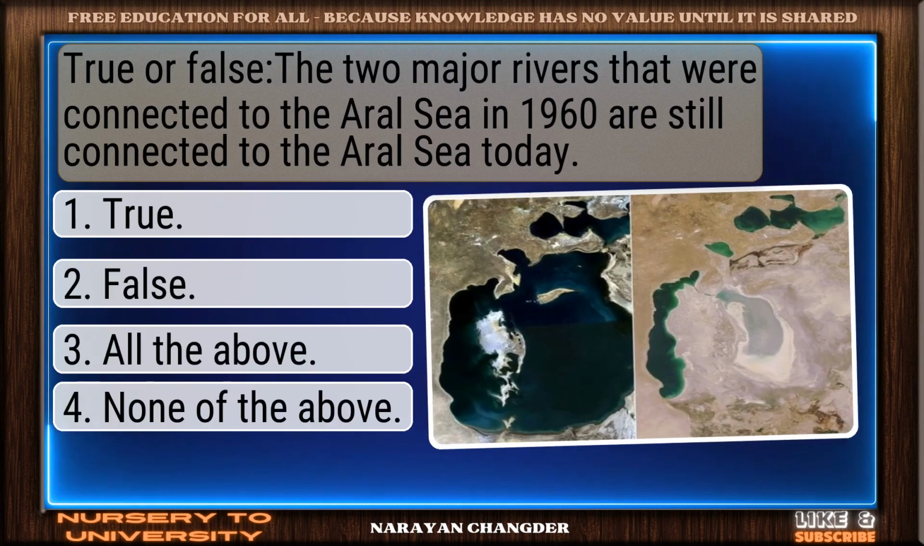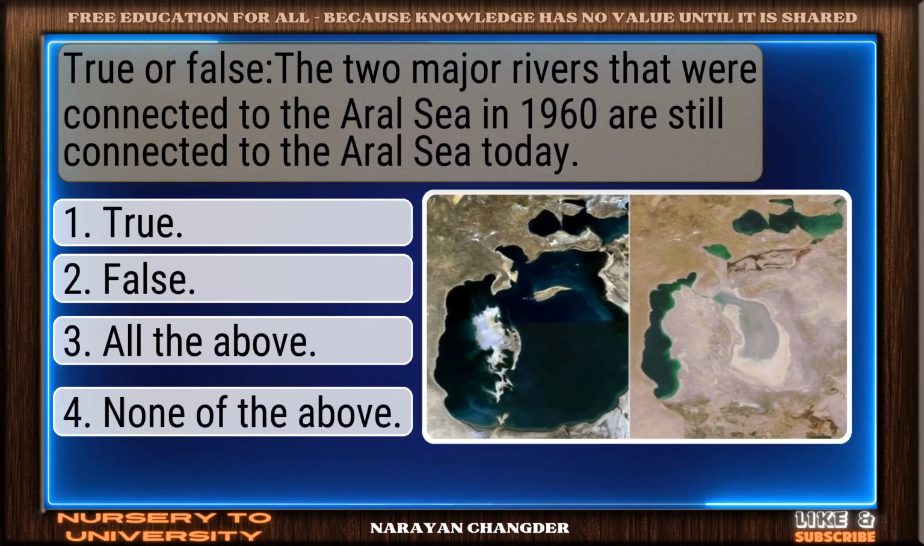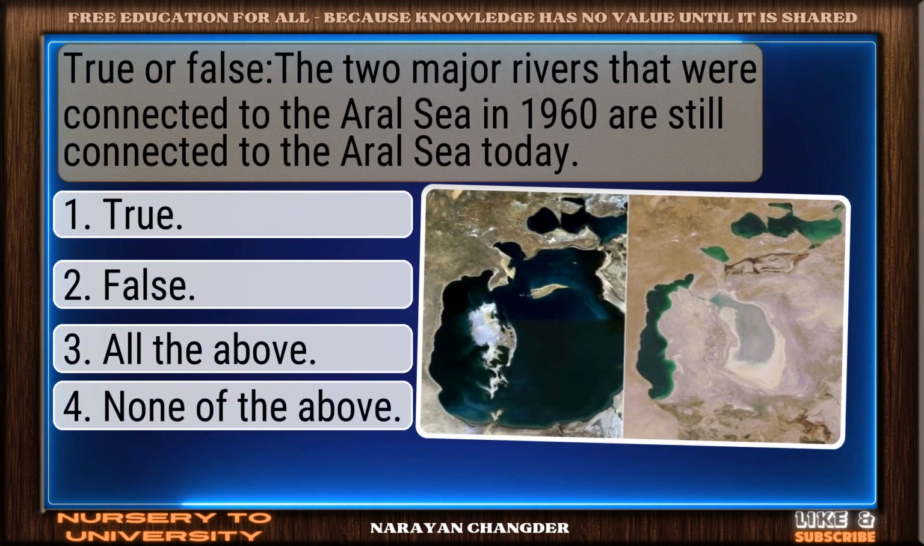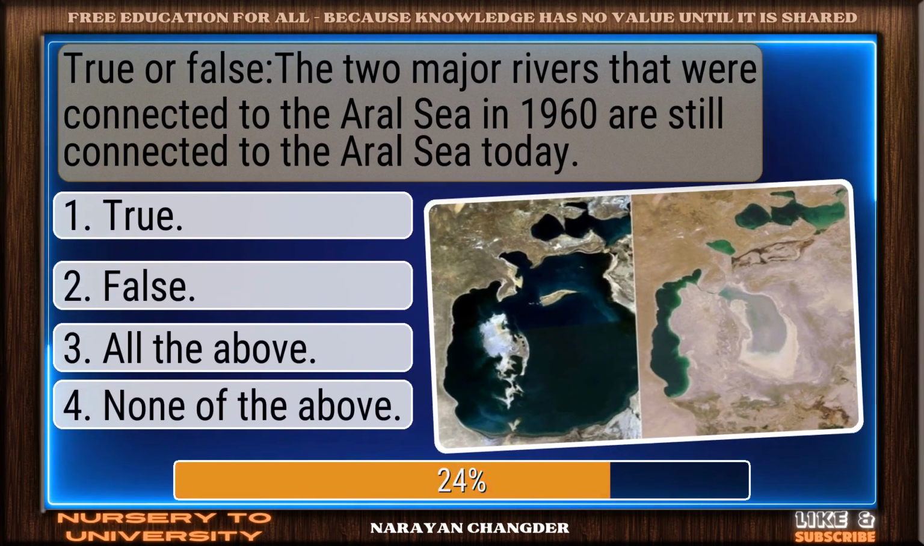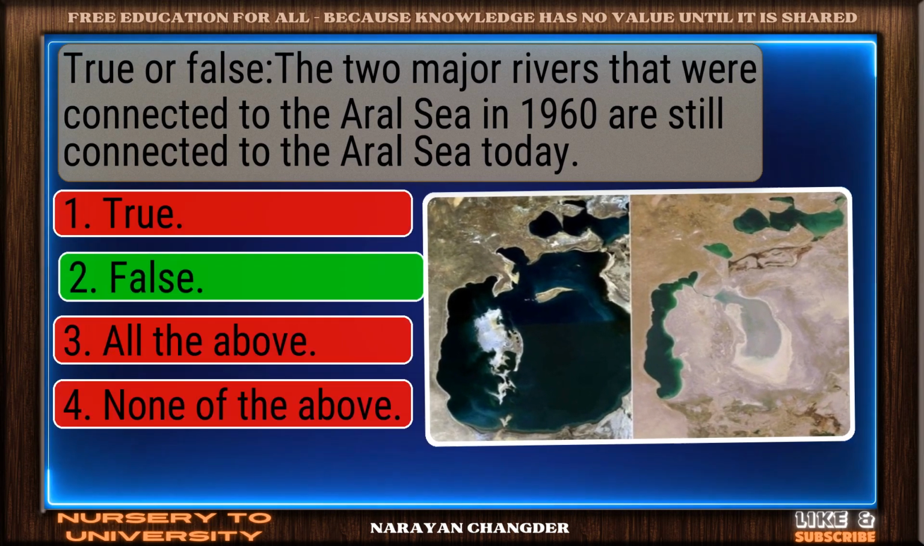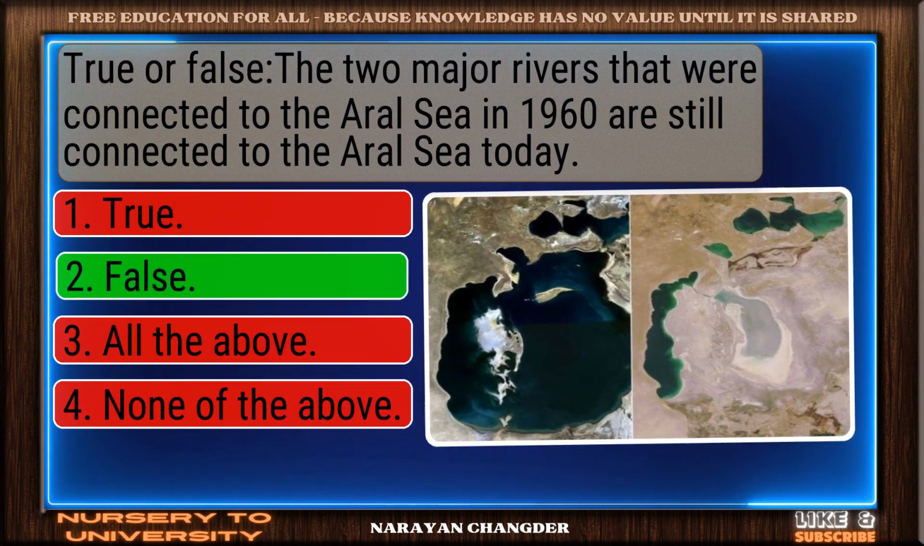Correct. True or false? The two major rivers that were connected to the Aral Sea in 1960 are still connected to the Aral Sea today. Perfect. False is the one.